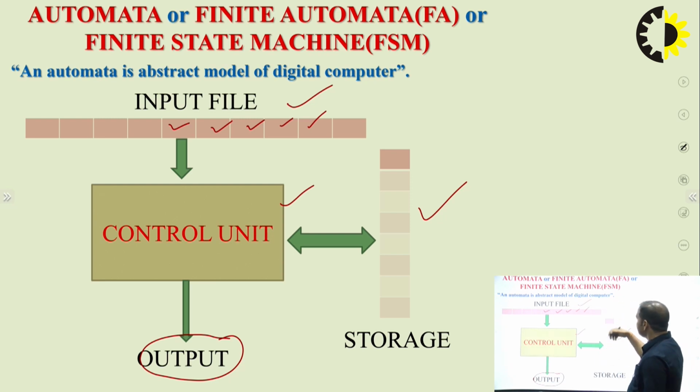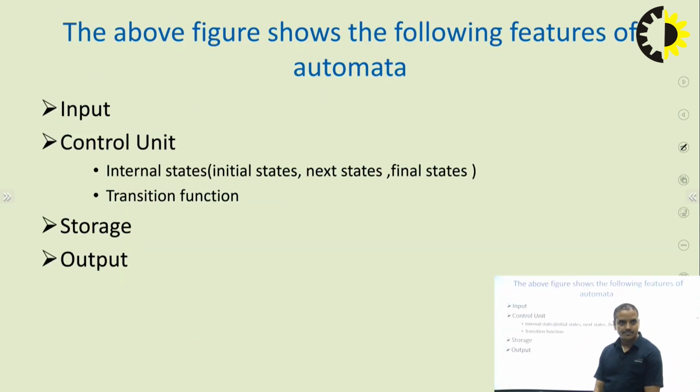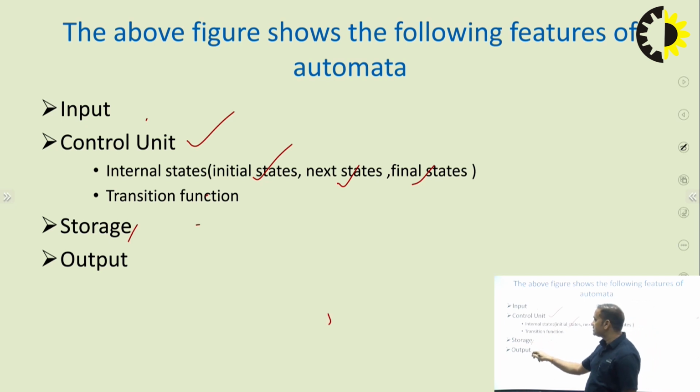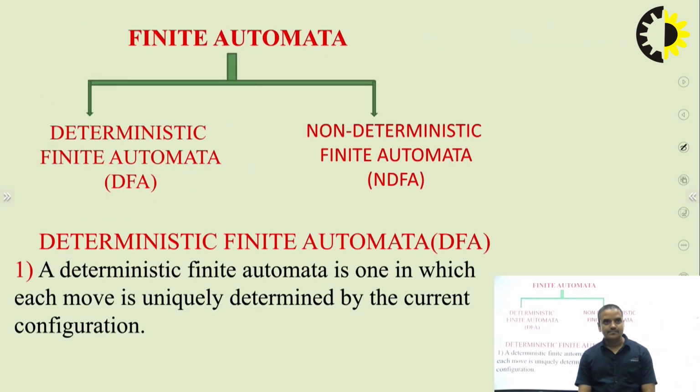Here the storage is a temporary storage where we have to perform operations, and here we have to generate the desired output. The above figure shows the following features of automata: input, control unit, the control unit having internal state, having initial state, next state, final state, transition function, storage and output. This is the point which is discussed in the given diagram.